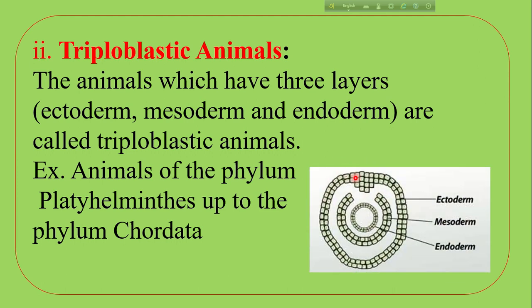There is a picture of the embryonic condition of a triploblastic animal. This is ectoderm, the outer layer. This is the middle layer called mesoderm, and this inner layer is called endoderm. That means three germinal layers or germ layers are present here. That's why it is called a triploblastic animal.